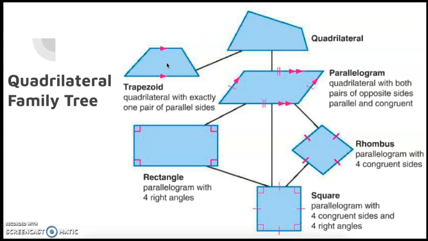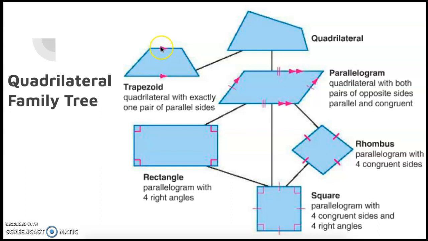Trapezoids have 4 sides, 4 angles, and 4 vertices. But what makes them special is that they have exactly 1 pair of parallel sides. Parallel, remember, means that they are lines that run next to each other, but they never cross. You can think of the sides of a railroad track. They never intersect, they never cross, they go side by side, but never meet.